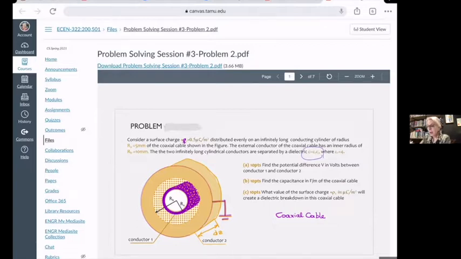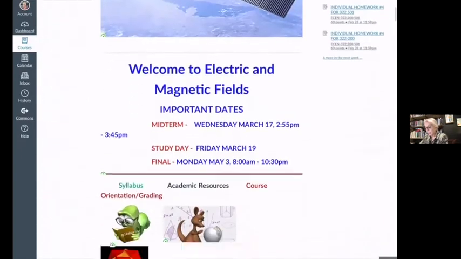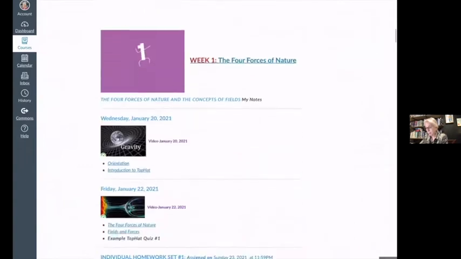And then the other thing that I wanted to do, going back to home, I would like to attract your attention to this: go and look at the third problem.